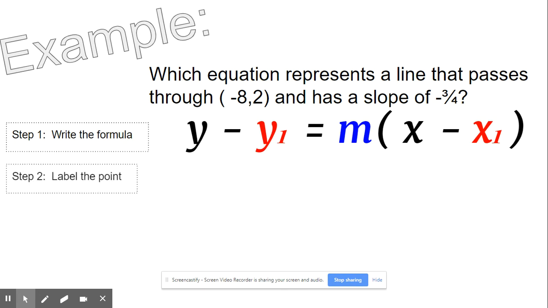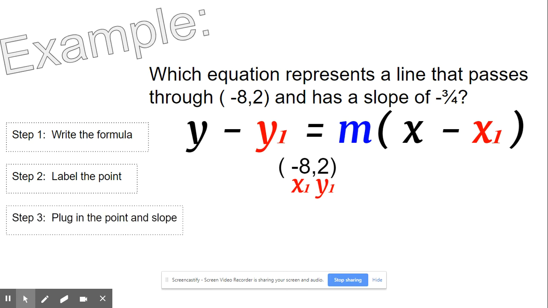Step two, we're going to label the point. That's very important here. So (-8, 2), that's my x1 and my y1. That's my first x and my first y. Then we're going to plug in the point and the slope. Just be careful how you plug it in, especially with your signs. That's the most important part.